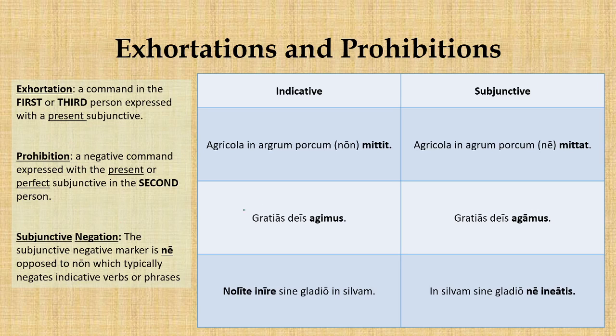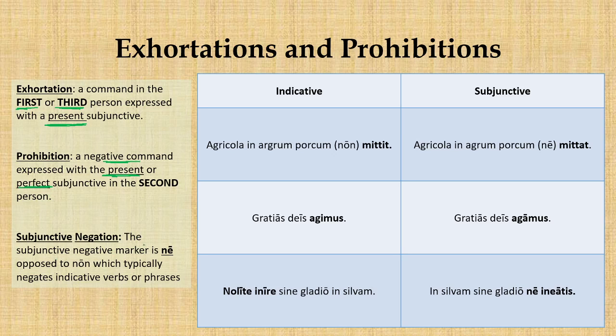So I'll just start off with going through a few of these examples. There's a few little rules that I've written up just to help you understand what the textbook is saying. Basically, the idea is that an exhortation is a command in the first or the third person, singular or plural, and it's used with the present subjunctive most commonly. And a prohibition is then a negative command in the second person, and it is used with the present or the perfect subjunctive.